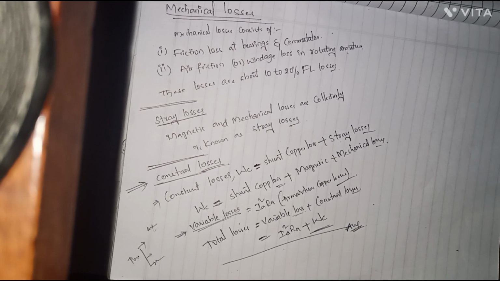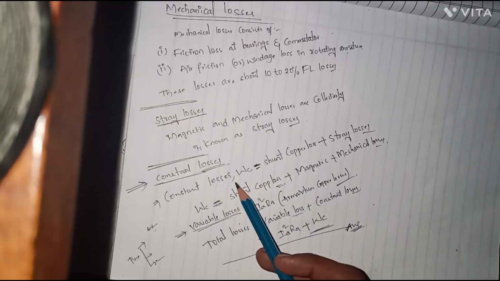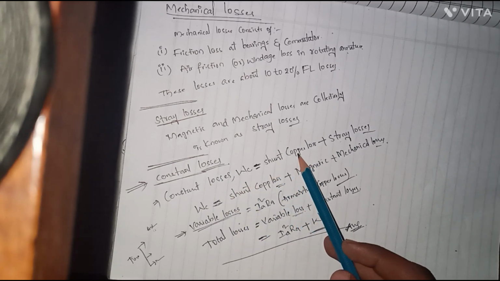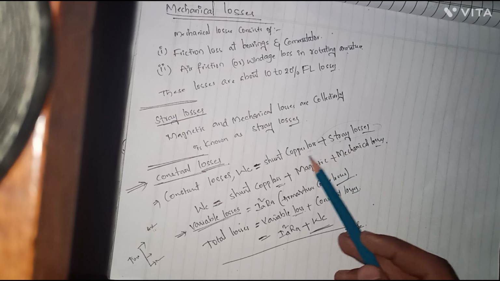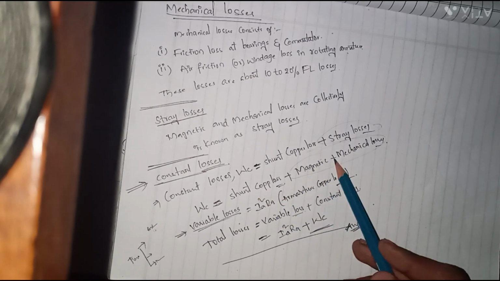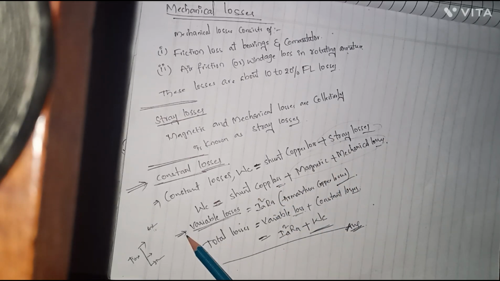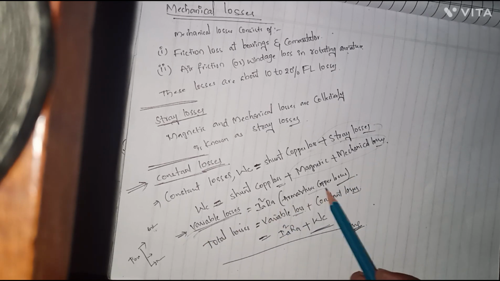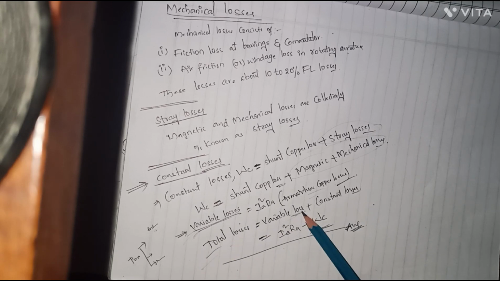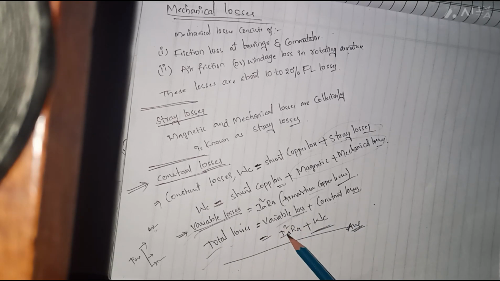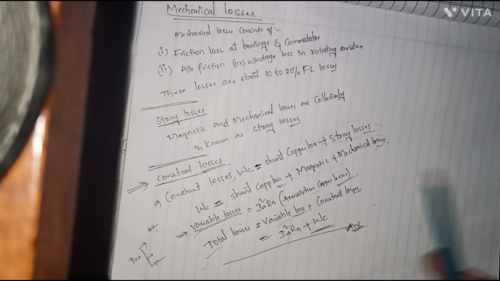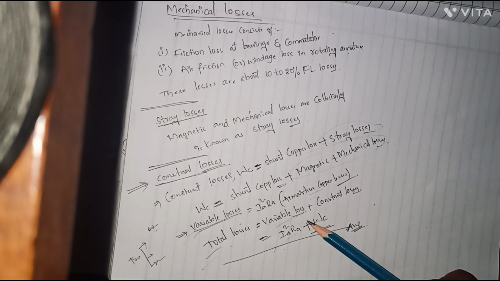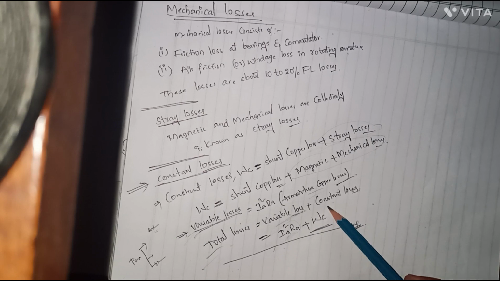But again we have stray losses. Magnetic and mechanical losses are known as stray losses. Constant losses are represented with WC equals shunt copper losses plus stray losses. Stray losses means magnetic and mechanical losses. Okay, shunt copper losses plus magnetic plus mechanical losses. Okay, variable losses are also called armature copper losses. Total losses equals variable losses plus constant losses. Variable losses are IA square RA, armature copper losses, plus constant losses. Armature copper losses are nothing but variable losses.